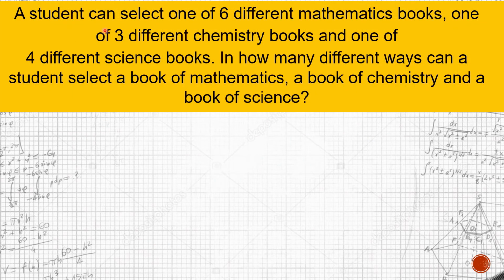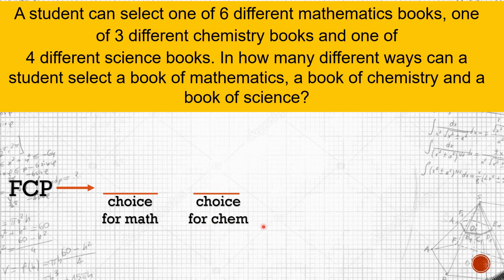Next problem. A student can select one of 6 different mathematics books, one of 3 different chemistry books, and one of 4 different science books. In how many different ways can a student select a book of mathematics, a book of chemistry, and a book of science? So, using FCP, meron tayong 3 events. Una, yung pagpili ng math book. Pangalawa, yung chem book. At pangatlo ay yung science book.